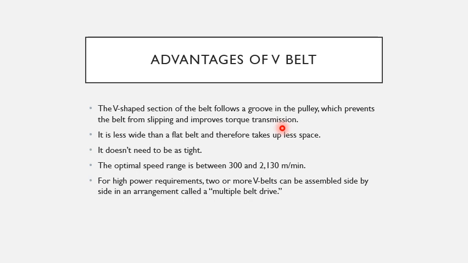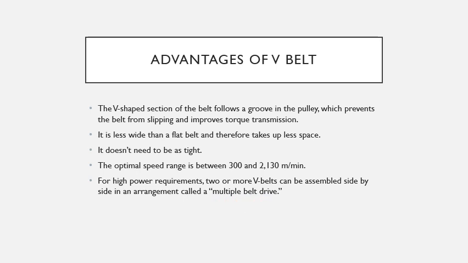The flat belt, when it rotates on the pulley, slips. This belt has the advantage that it does not slip because of the grooves present on the pulley. It is less wide than a flat belt and therefore takes up less space. It does not need to be as tight. The optimal speed range is between 300 and 2130 meters per minute. For high power requirements, two or more V-belts can be assembled side by side in an arrangement called a multiple belt drive.